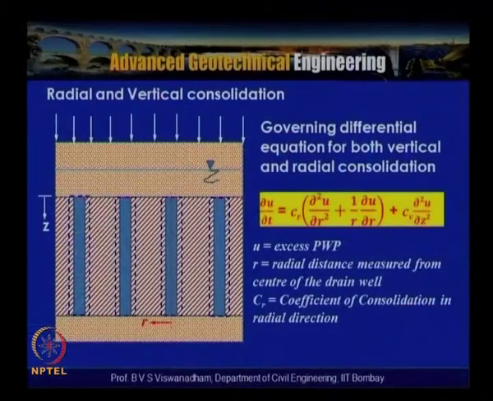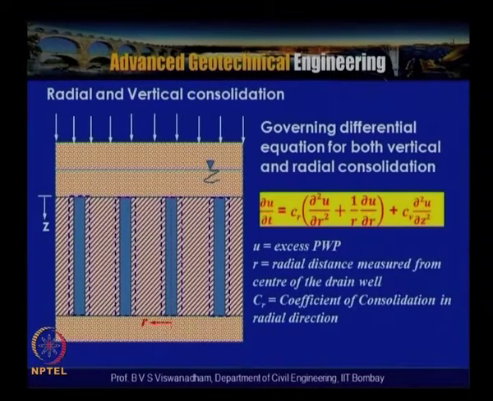So, the governing differential equation for both vertical and radial consolidation is given here, which says that dou u by dou t is equal to C_R. C suffix R is the coefficient of consolidation in the radial direction, also referred to as C_H. We have discussed that C_H is more than C_V because K_H is more than K_V, and sigma H is less than sigma V for normally consolidated soils.